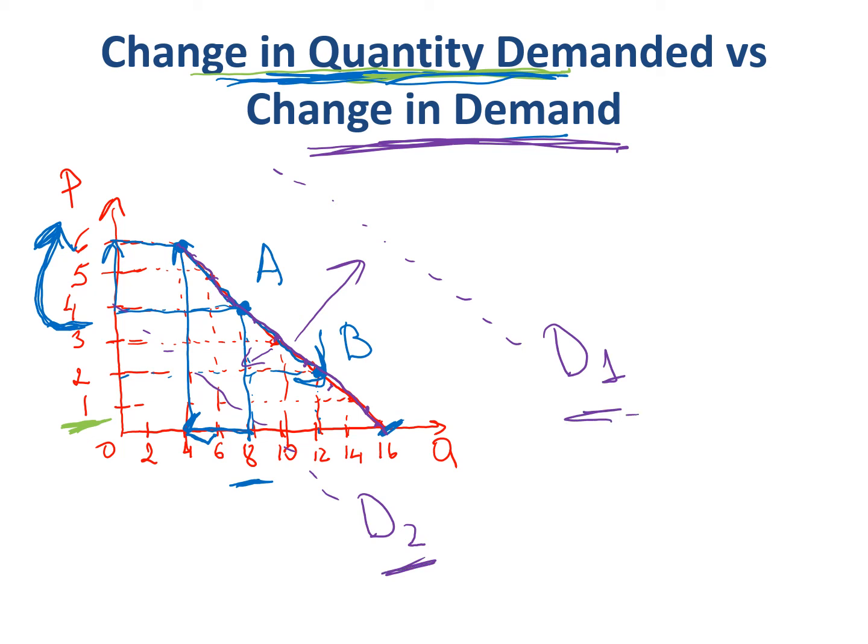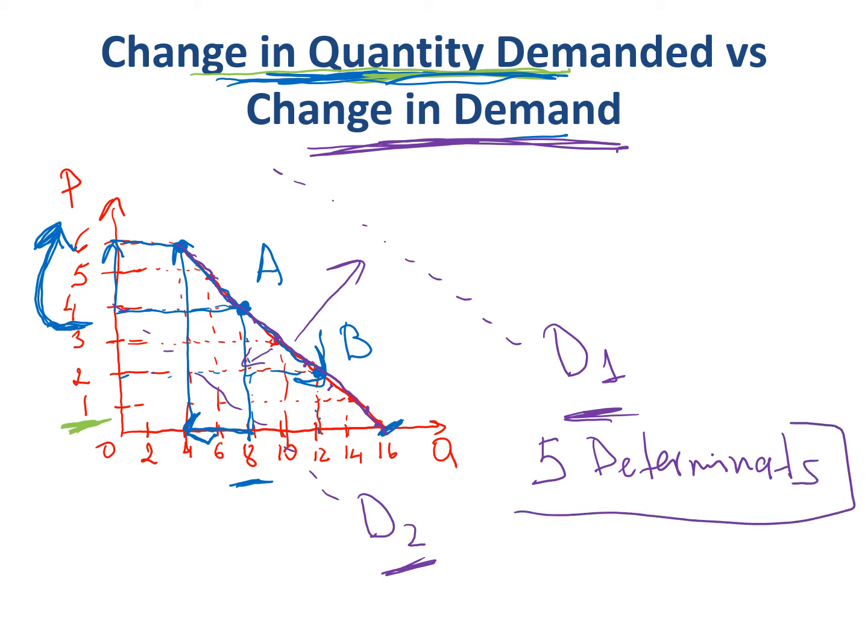Guys, the reason for this change in demand is going to be 5 shifters or 5 determinants that we are talking about in the next video. These determinants are like 5 different economic events that can happen on the market that are going to shift our entire line. So change in quantity demanded is caused by the change in price, but change in demand is caused by the change in 5 economic events or 5 determinants.